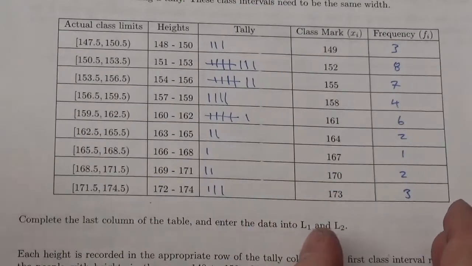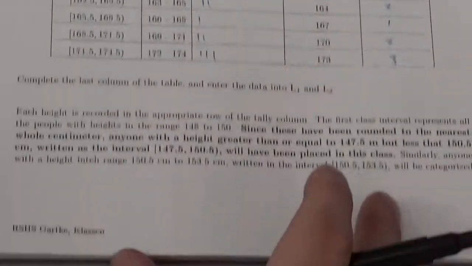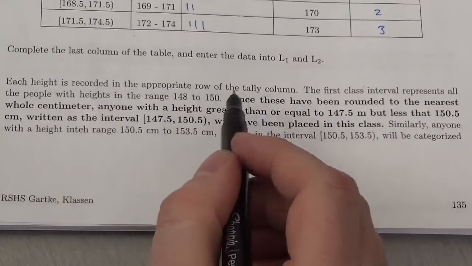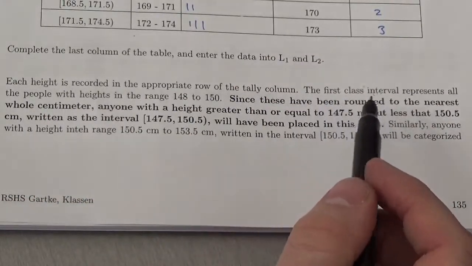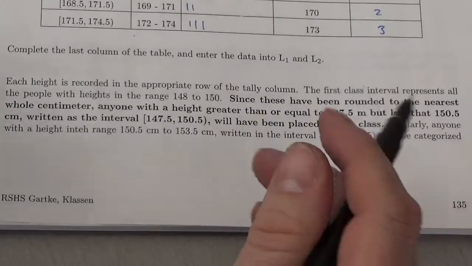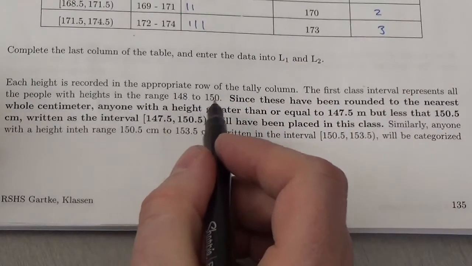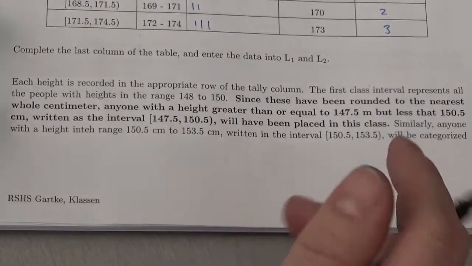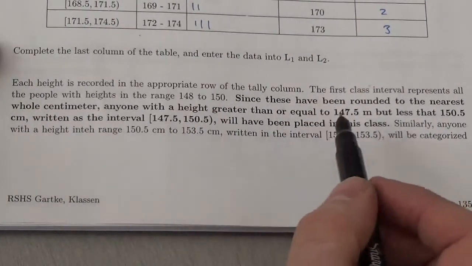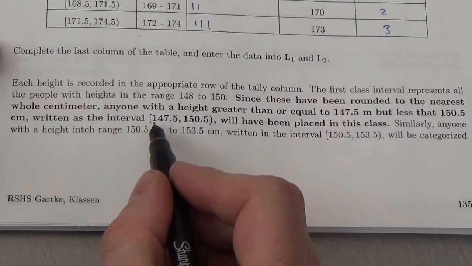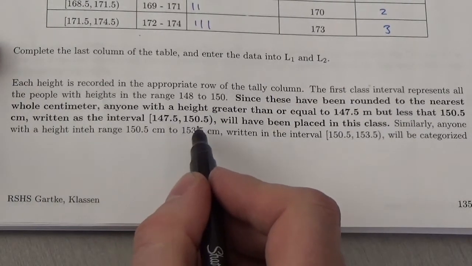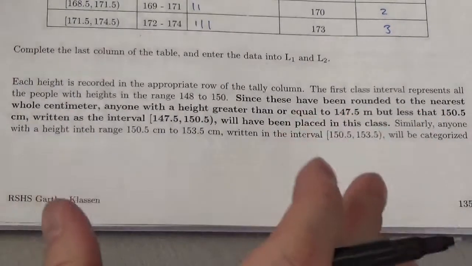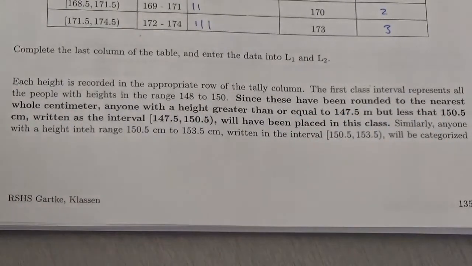So there's the frequency. To reiterate what's happened here, each height is recorded in the appropriate row of the tally column, and the first class interval represents all the people with heights in the range 148 to 150. Because this is continuous data and we understand the way it gets rounded, that extends backwards to 147.5 and up to, but not including, 150.5. Those are the people we're including in that category.